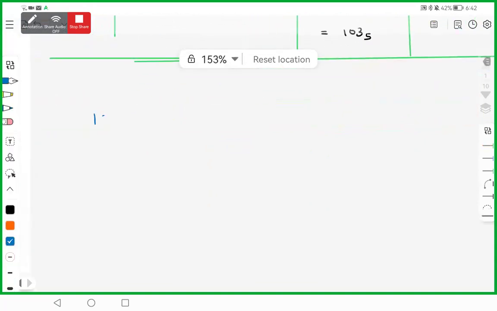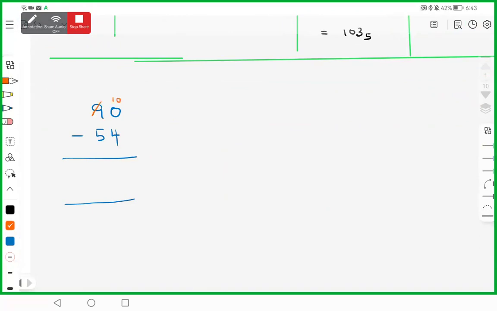So let's say 90 minus 54, base 10. If there's no base number, then it's understood to be base 10. 0 cannot minus 4, so you have to borrow. Why do we write 10? Because this is in base 10. So once you borrow, you get 10. 9 minus 1 is 8, right? So you have 10. 10 minus 4 is 6. 8 minus 5 is 3.